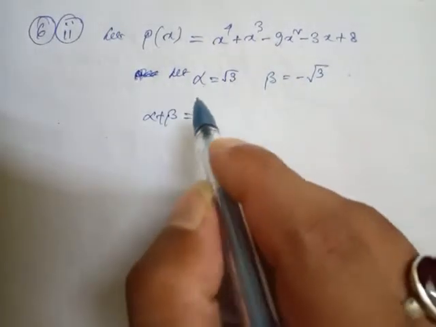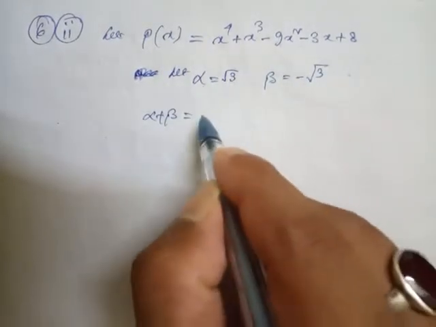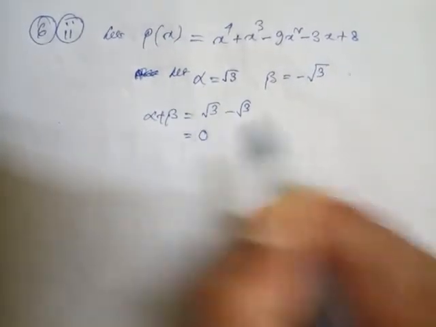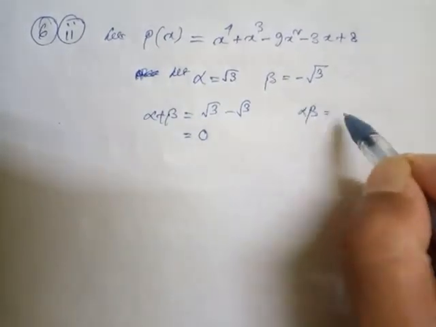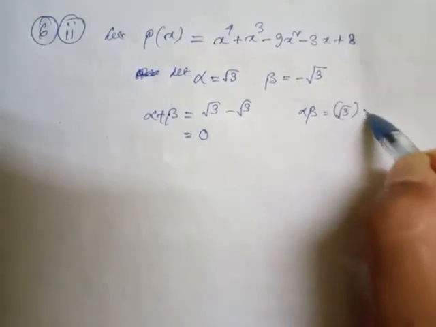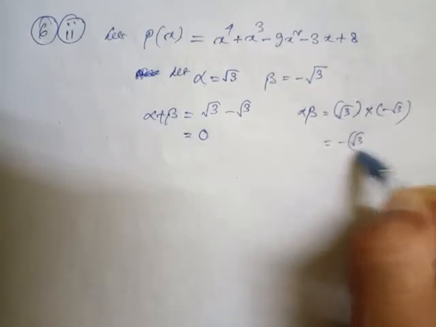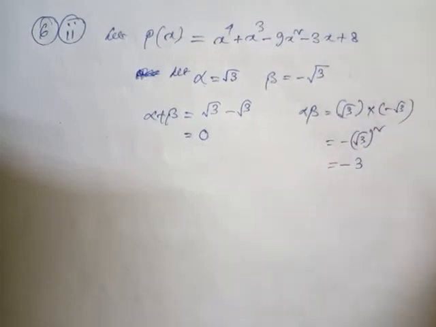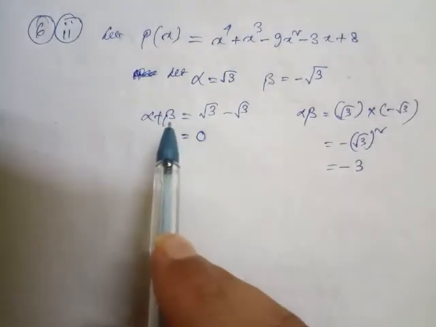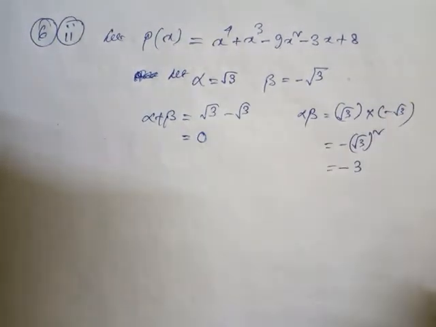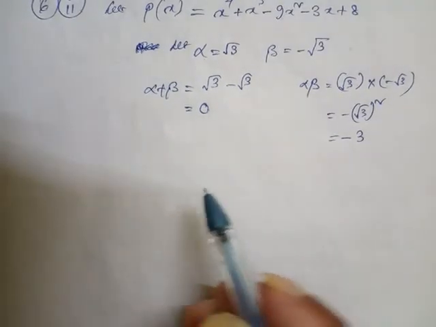Now the sum of the zeros, alpha plus beta, is root 3 minus root 3, which means alpha plus beta equal to 0. And alpha into beta is root 3 into minus root 3, which is minus root 3 whole square, then the answer is minus 3 only. So the sum of the zeros is 0 and the product of the zeros is minus 3 only.